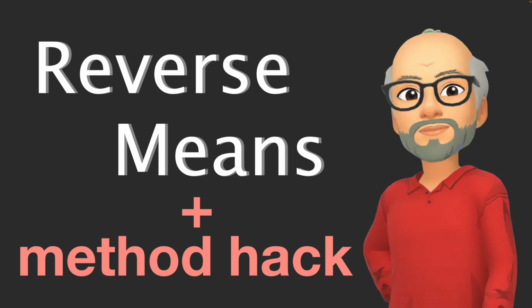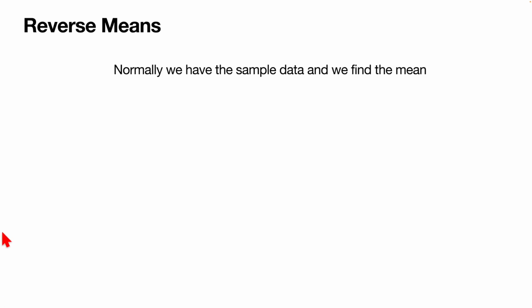Reverse means. This is where you have the mean of some numbers and you have to try and work out what the numbers were. Slightly more complicated than getting a mean. Gets lots of points. Lovely jubbly. Reverse means normally we have the sample data and we find the mean.